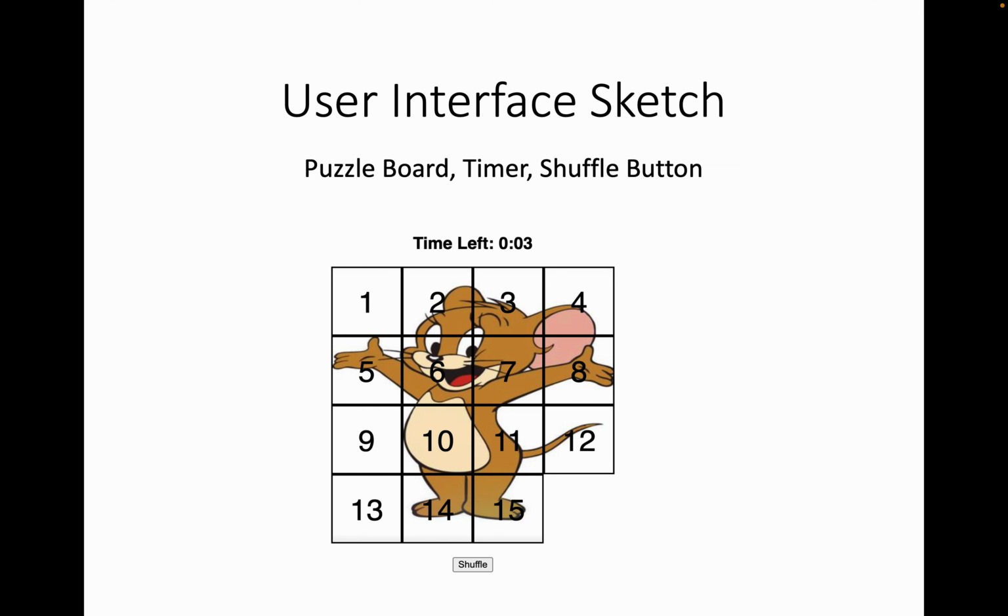User interface sketch. The interface includes a puzzle board, as you can see, a visible timer and a shuffle button. Here is the timer, and there is a shuffle button, and there is the board. After the game ends, the user is prompted to enter their name so the score can be saved.